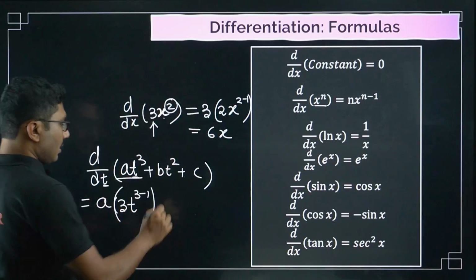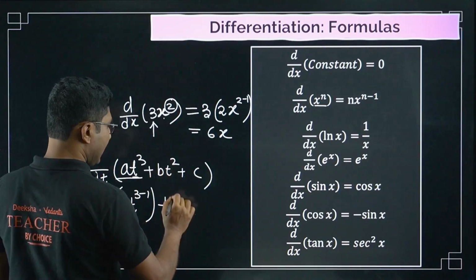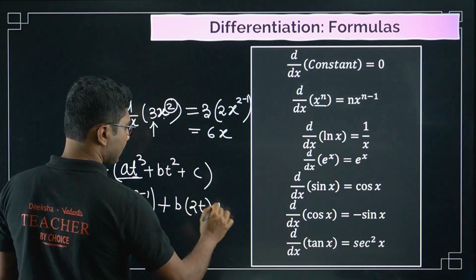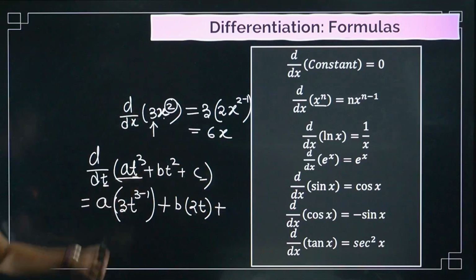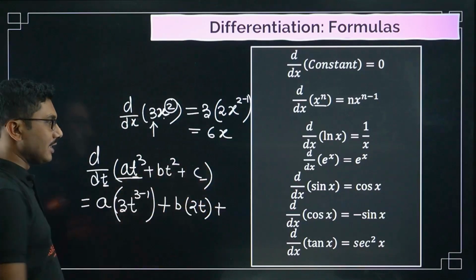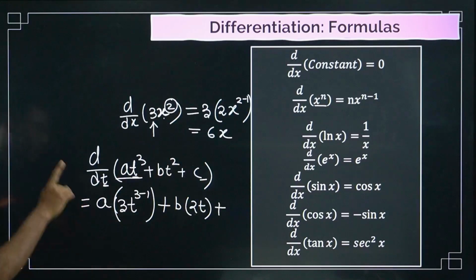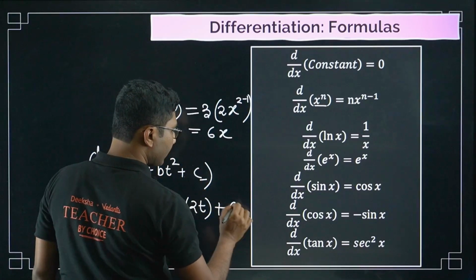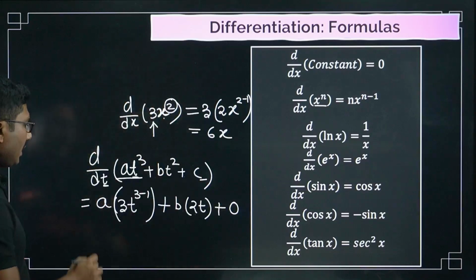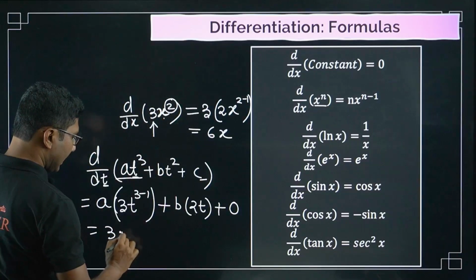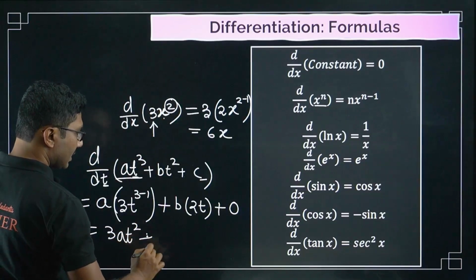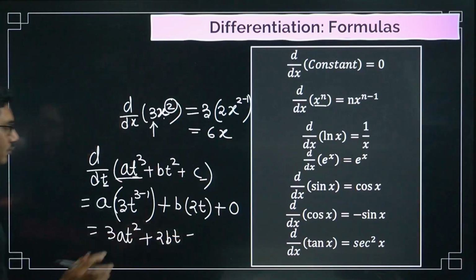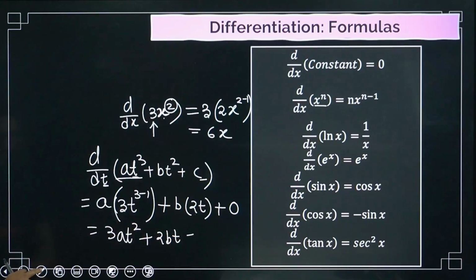Plus b into 2t, plus now this is a constant and it does not have any t term involved in this equation. So what will happen to the differentiation of this term? This will give you 0. So you get 3at square plus 2b into t. So this is the differentiation of this expression.